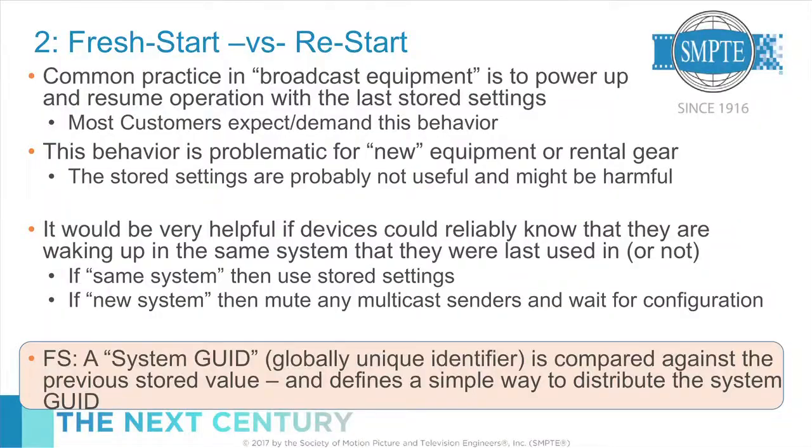Well, so we made one. We put a system GUID in a well-known place in the network. So when you wake up, in addition to finding the IS-04 registry, you find this other structure that's got this system ID. So you can tell, hey, this is the same system I was in before, so I can just come up and go. Or, hey, this is a different system than the one I was in before, so I'm going to mute my transmitters, and I'm going to disconnect my receivers, and I'm going to wait for someone to tell me what I'm supposed to do.